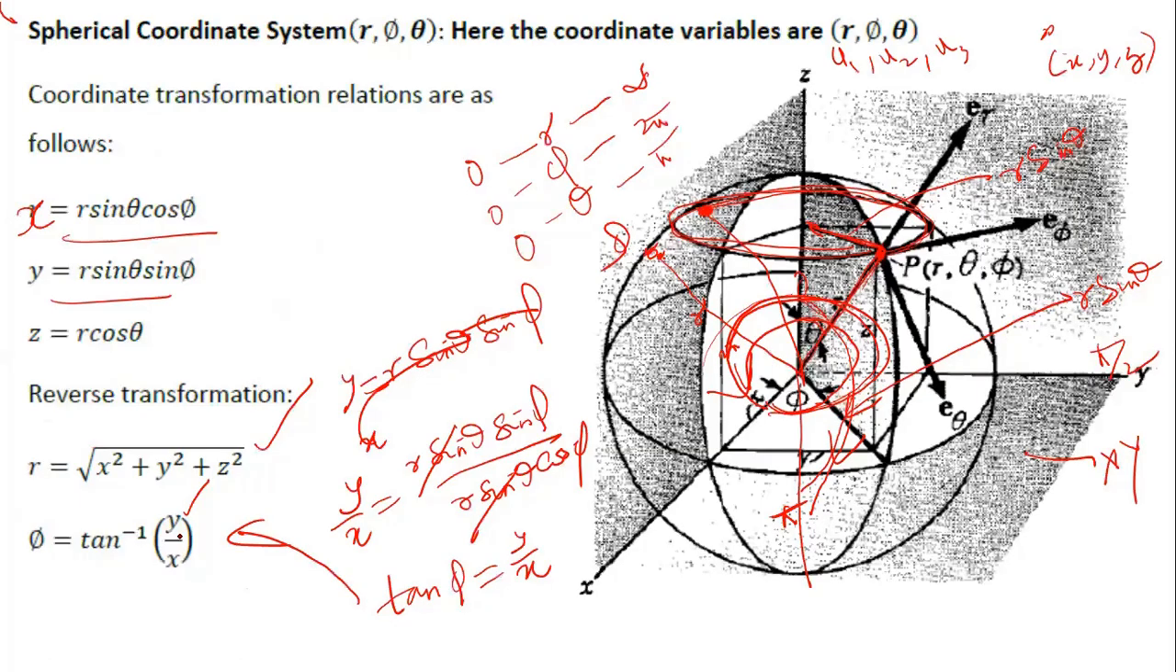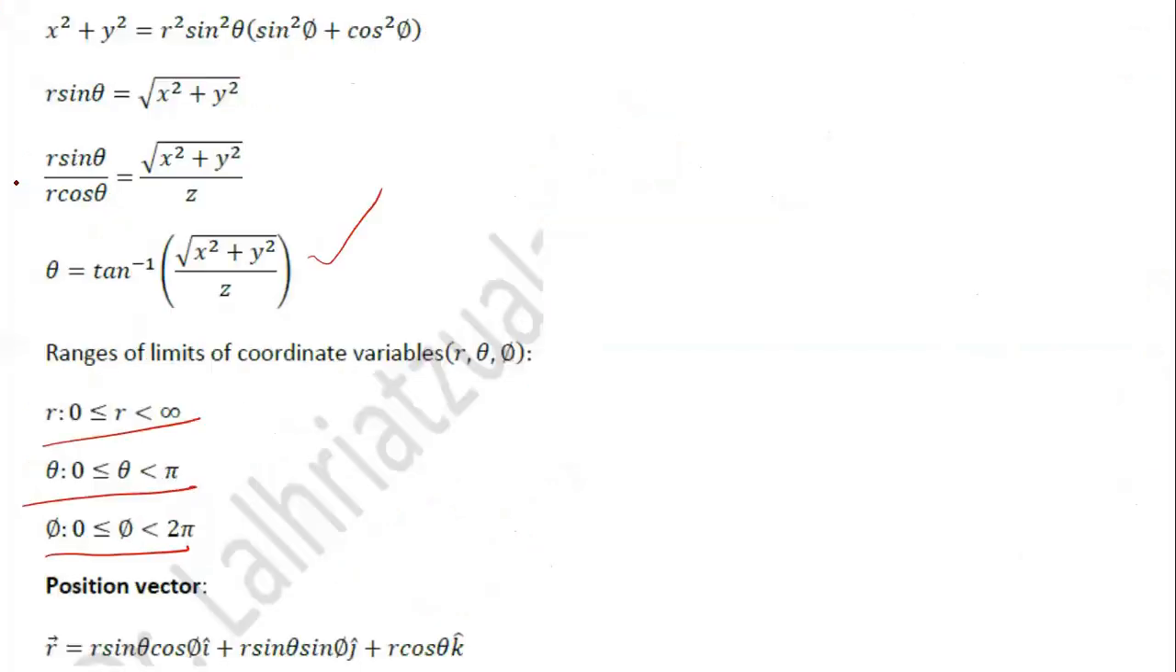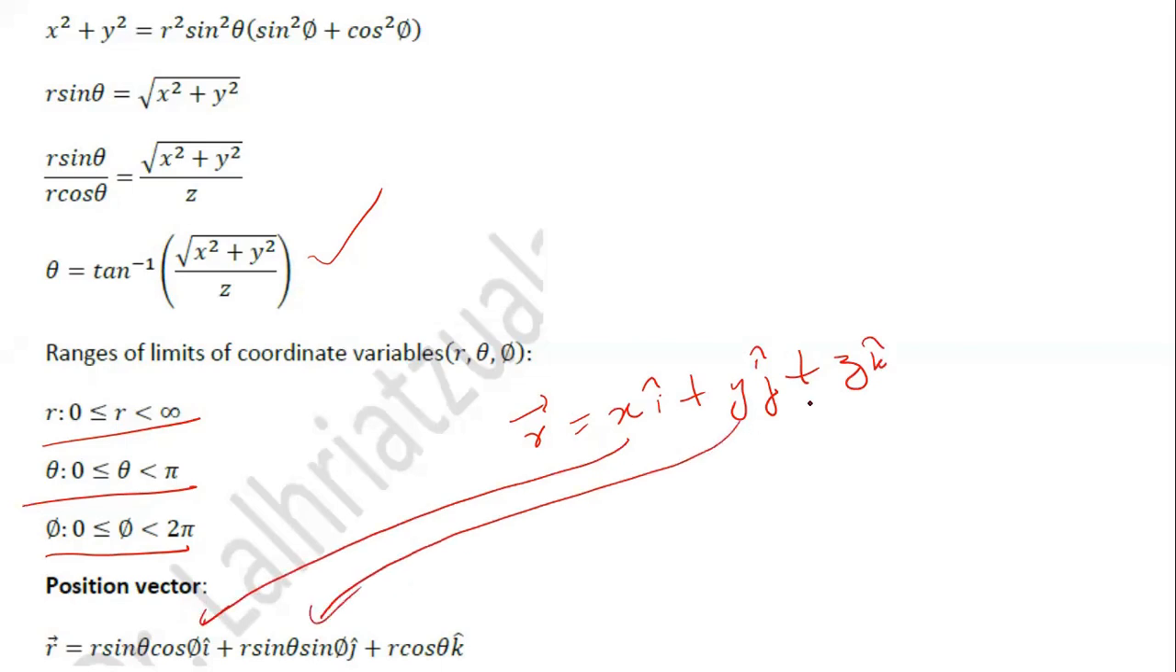Now, once you know this transformation relation, that is x is r sine theta cos phi, y is r sine theta sine phi, z is r cos theta, you can write your position vector. The position vector, as we know, we can write as xi plus yj plus zk. By putting the value of x as this, y as this and z as this, this is the position vector in your spherical polar coordinate system. So once you have this position vector, you can obtain your unit vectors.